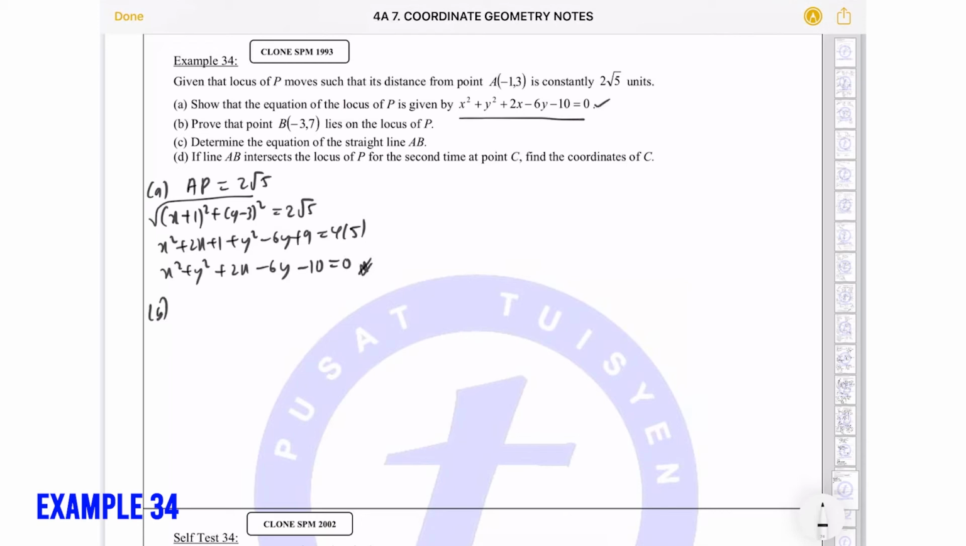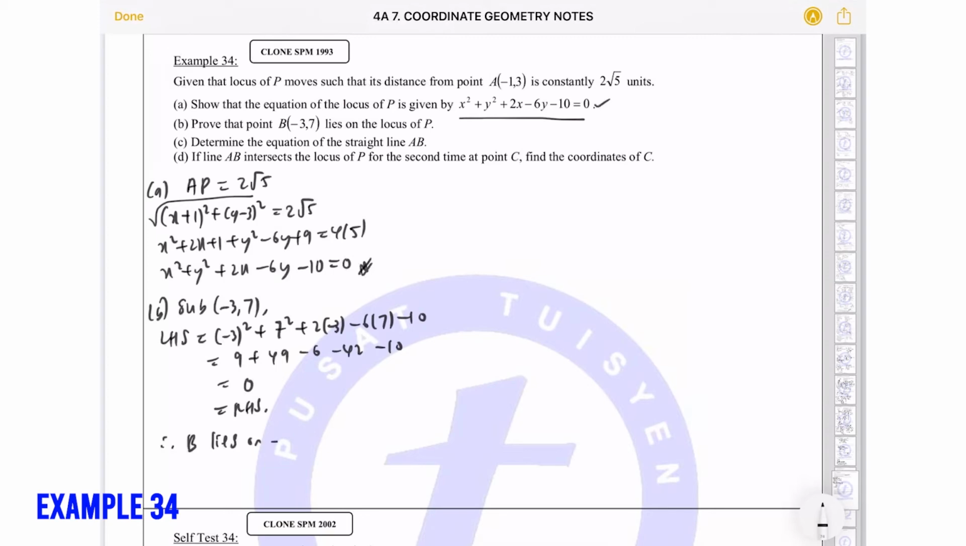Now, how do you know whether a point lies on the locus? Very simple. We sub in the coordinates. If the point satisfies the equation, then when you sub in the coordinates of B, negative 3, 7, the left hand side should be the same as the right hand side. So let's put negative 3 inside your x and 7 inside your y. This will be 9 plus 49 minus 6 minus 42 minus 10. That is 58 minus 58, right? So it's 0, which is the same as the right hand side. So we can say B lies on the locus.